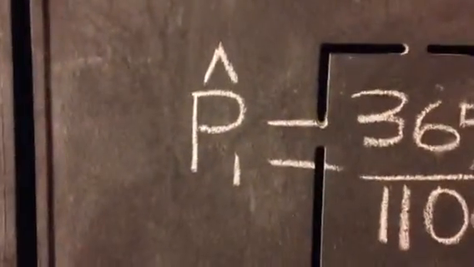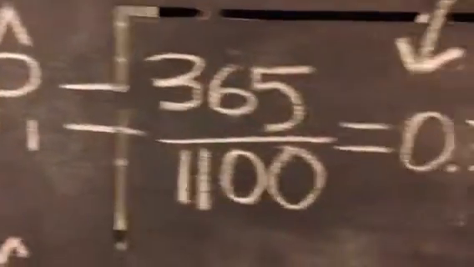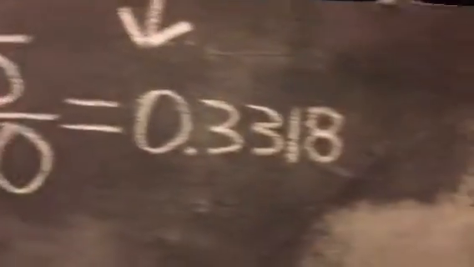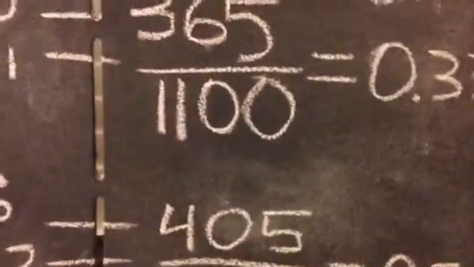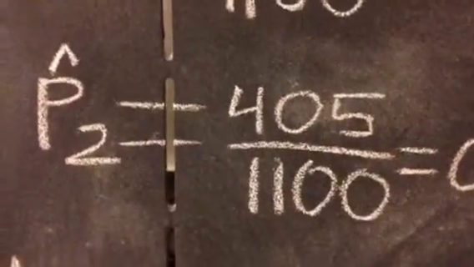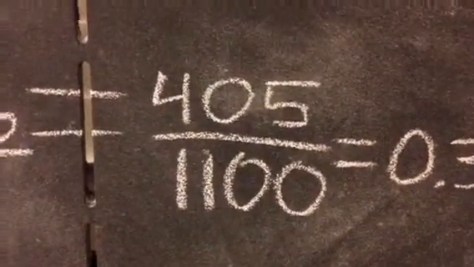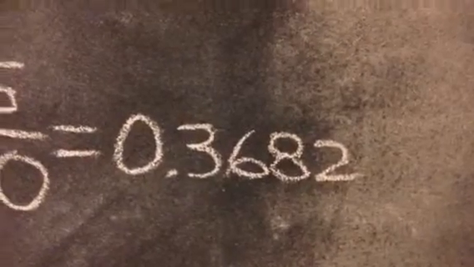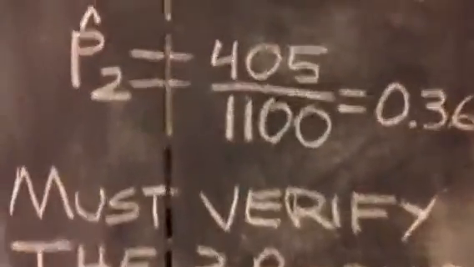So, here we go. For p1, I don't know if it needs to be p hat, but it always looks cool with the hat on there. So 365 over 1,100, you get 0.3318. Then we do the same thing for the other survey, which was 60 years later, 405 divided by 1,100, and you get 0.3682.